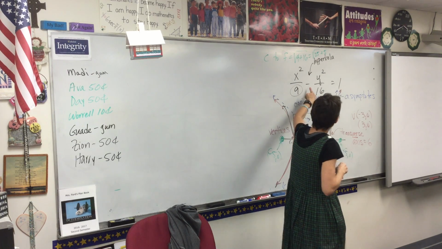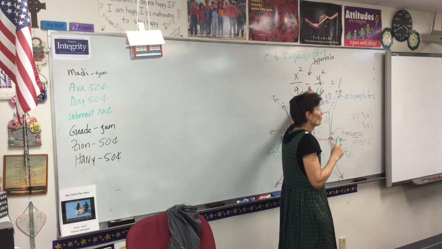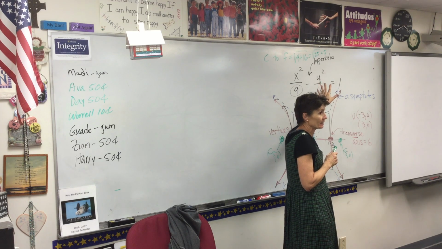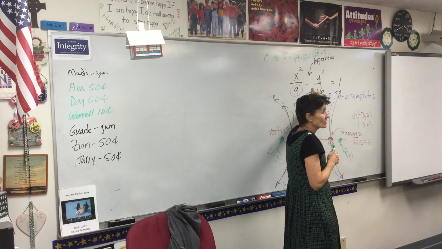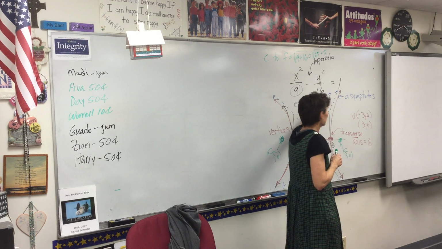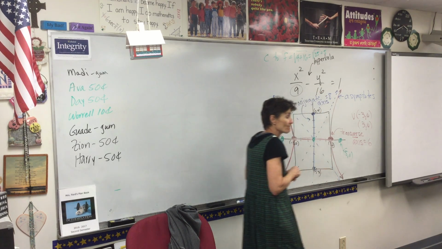Okay? So, when this sign's a minus, you add the denominators. When it's a plus, you subtract the denominators. The equations look exactly alike, except for that sign. So if it's an ellipse, if that's a plus, you subtract these. If it's a hyperbola, it's a minus, you add these and take the square root. Okay?